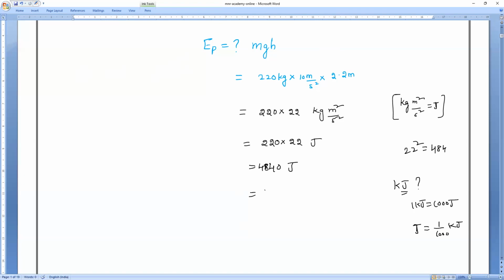I'll write 4840 into 1 by 1000 kilojoules. So for 1000, the decimal will go how many digits before? 3 digits before. So the answer is 4.840 kilojoules. That's the answer. Any doubt, anybody can ask. Do it fast, everybody. Clear, everyone?